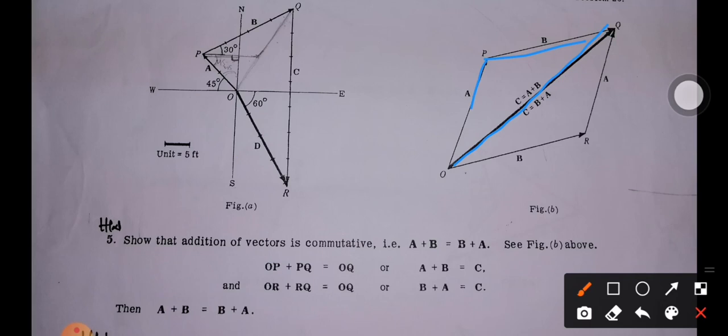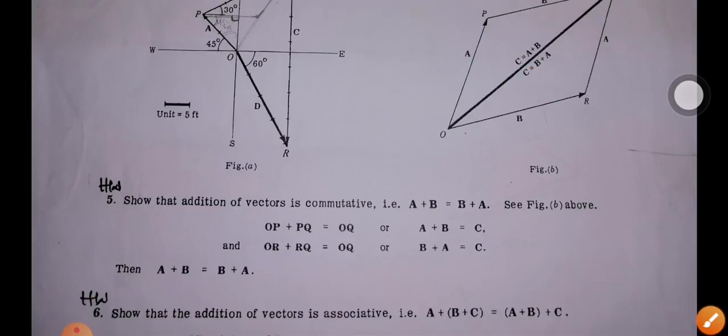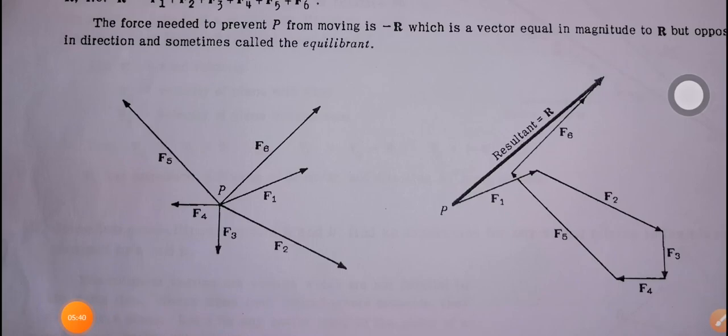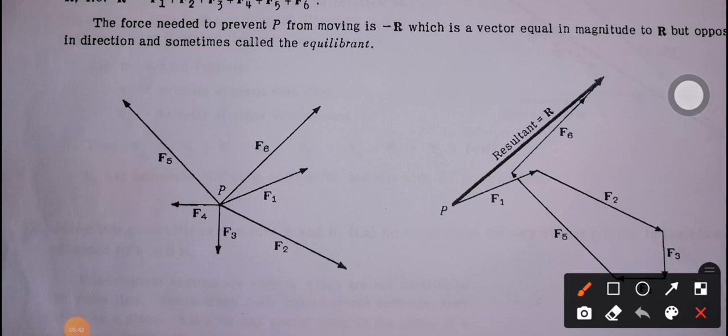And if I add b plus a, then the parallel side also represents the side b, and this is the vector a. So b plus a is again the same resultant vector. So you can see that vector addition is commutative. This is question number 5. Now you can solve question number 6 on the same basis, which is already solved, and you just have to go through it. Next we have question number 6, in which we are given some forces.